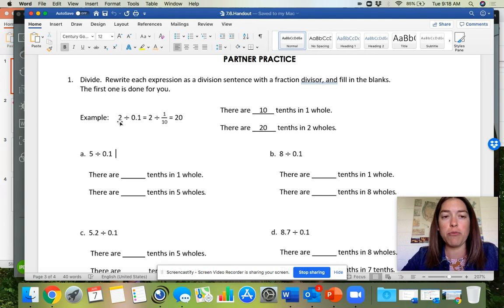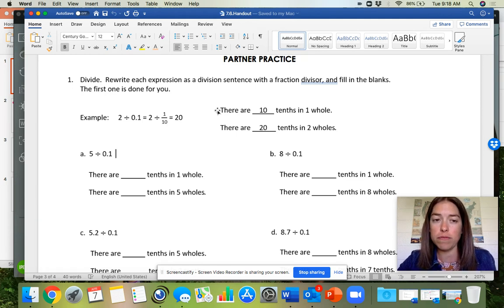For example, if we had 2 divided by 1/10, our first step would be to rewrite it as 2 divided by 1/10 as a fraction. I'm not going to fill in my answer yet. Then I would ask myself, well, how many tenths are in one whole? Okay, I know there's 10 tenths in one whole, which means there must be 20 tenths in 2 wholes. To get from 1 to 2, I have to multiply by 2, so I would multiply that 10 by 2 to get me to 20. That's how I got to my answer. 2 divided by 1/10 is 20.